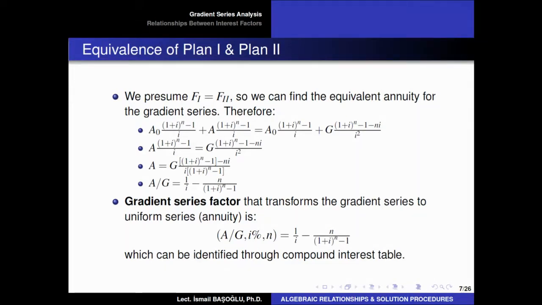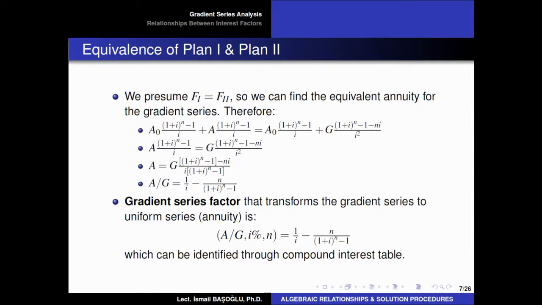Now, if the two plans' future values are going to be equal to each other, since the first terms are the same, this will require A times the uniform series compound amount factor and G times this formula to be equal to each other, right? So for a gradient series, the gradient size can be converted by taking this uniform series compound amount factor to the other side. It can be converted into what? It can be converted into a uniform payment amount.